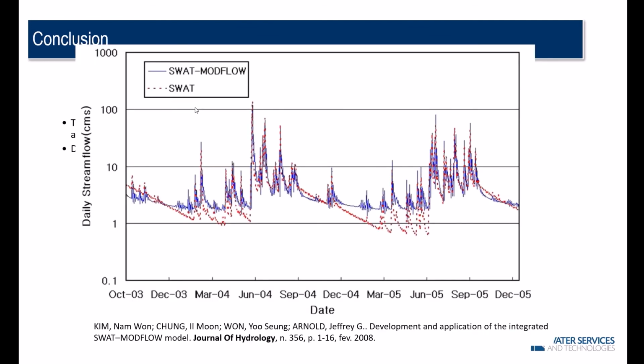So for example, here I show you a graph that I got from a paper from Kim. He compared the use of SWAT and SWAT-MODFLOW in an area with the same input data, same period. And we can see that using only SWAT, the prediction for the base flow was much lower. And that's because with an integrated model, you can have much more reliable results for the base flow. If you use only a hydrological model, you're going to probably underestimate the base flow. And that's what we see here.